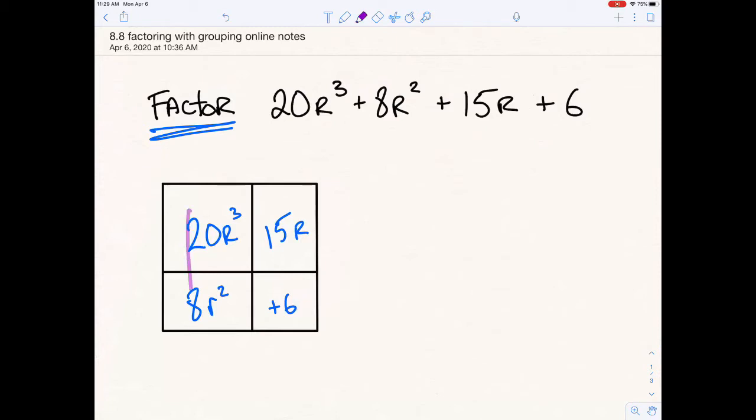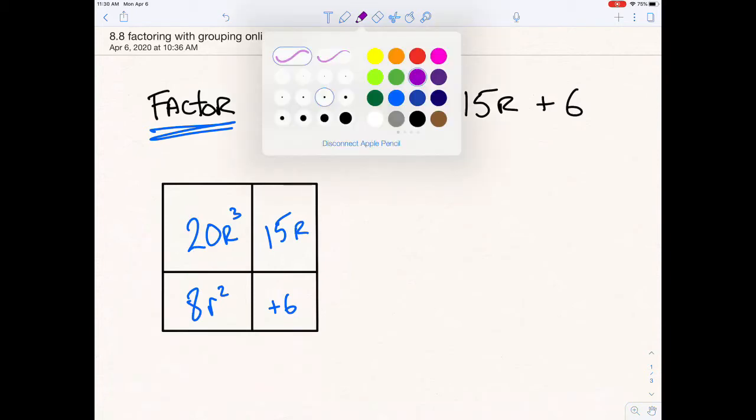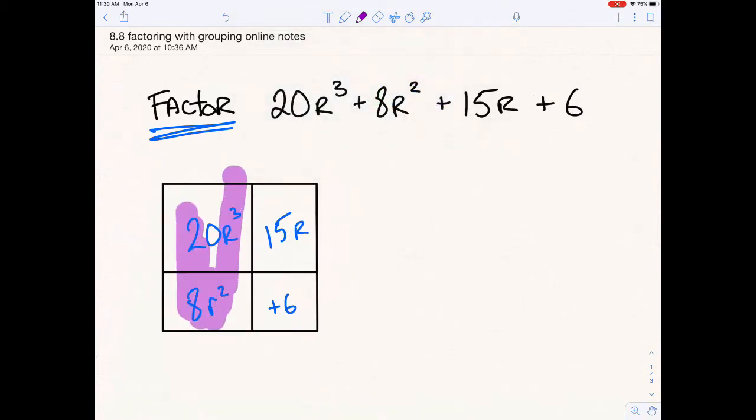I'm going to focus on the column here. I'm going to overdo it a little bit. I'm going to focus on the column because I'm going to try to think about what is in common between 20r cubed and 8r squared. And when I think about the numbers 20 and 8, they both have a 4 in common, because 4 times 5 and 4 times 2 equal 20 and 8. And they both have an r squared. One of them has an r cubed, but they both have at least an r squared.